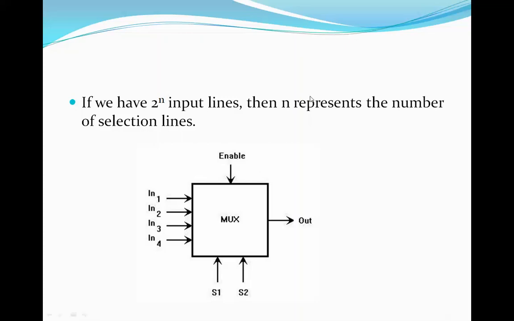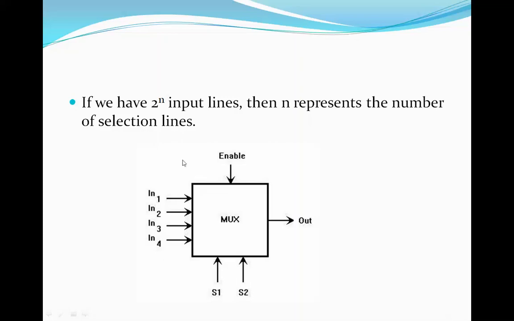One more important thing here is that if we have 2 raised to the power n input lines, then n represents the number of selection lines. From this block diagram, as I have told you, this is a 4x1 mux, which means we have 4 input lines and only one output line. So we have 2 raised to the power 2, which is equal to 4. That means here n is equal to 2. Therefore n represents the number of selection lines.